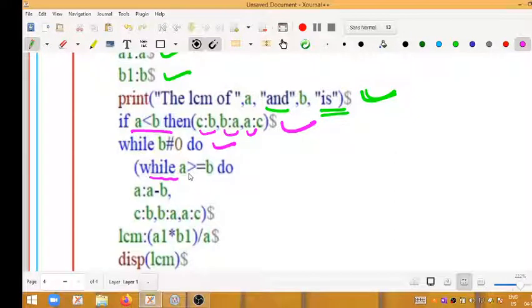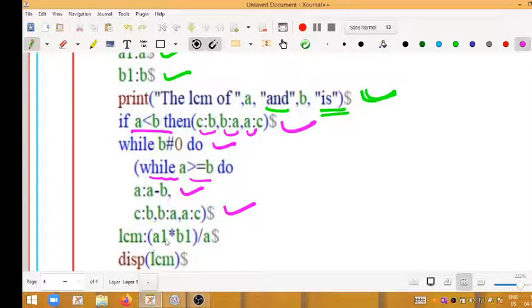So while A is greater than or equal to B, where B is not equal to 0, I am taking greater than or equal to B. Then do A is A minus B, and here A is equal to C. So C is B, and B is A is C. Then this bracket closes here, and dollar will happen.